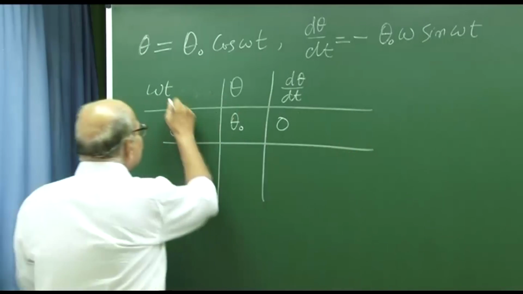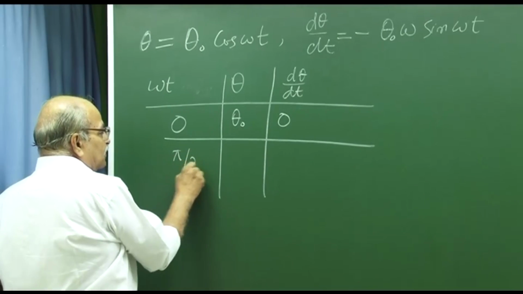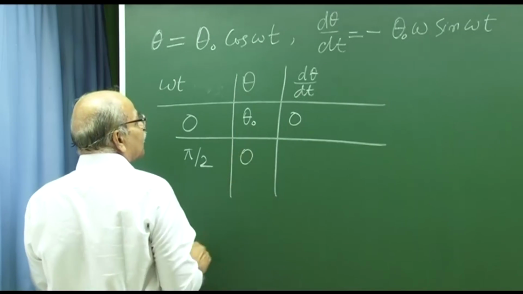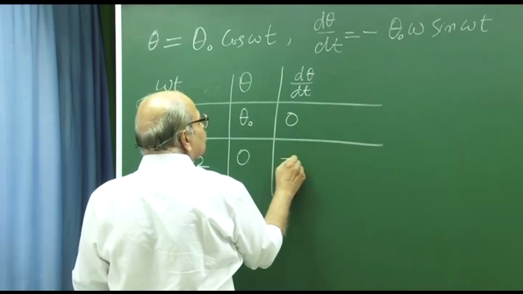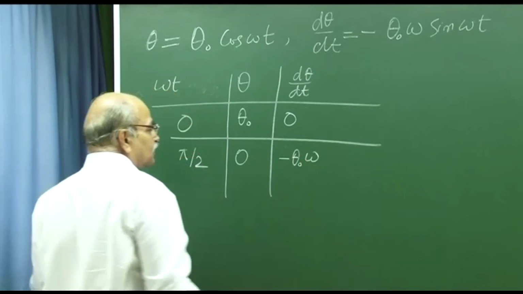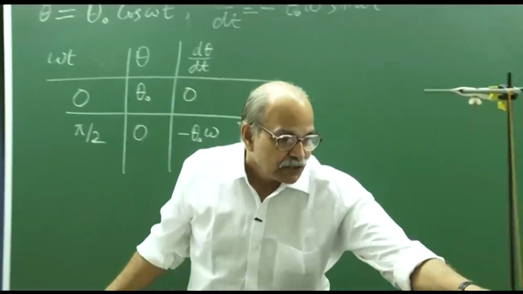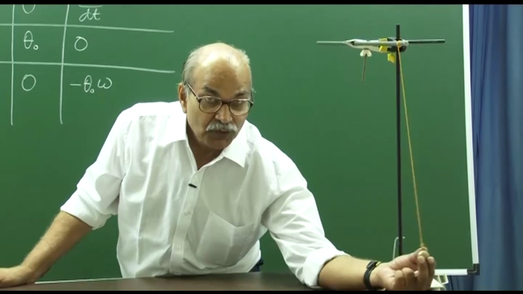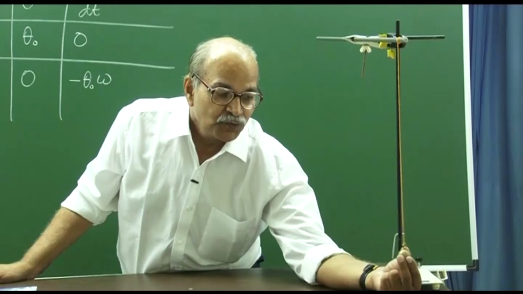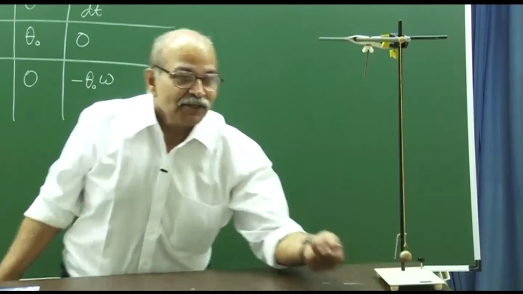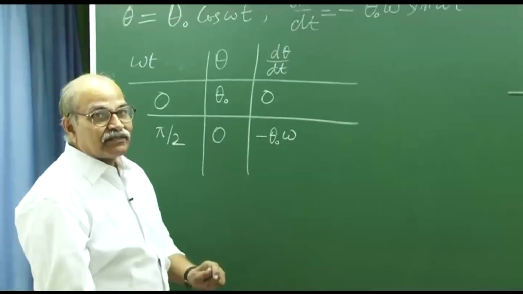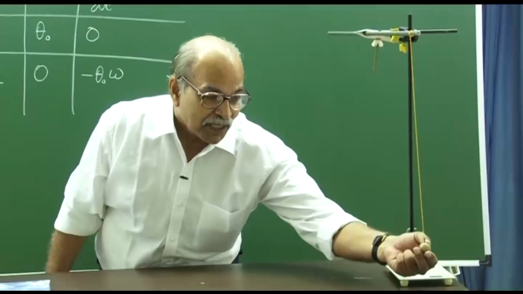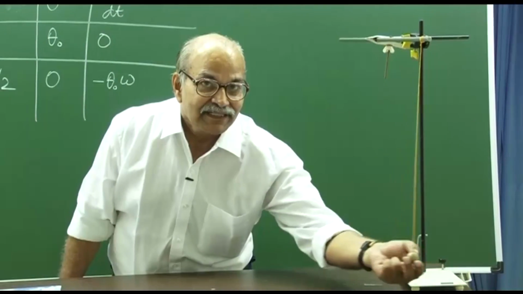Similarly, you can go for other values of omega t. Suppose it is pi by 2, what happens? Cos of pi by 2 will be 0 and sine of pi by 2 will be 1. So, it is minus theta naught omega. Theta equal to 0 means it is during the oscillation, it has come to the middle point, to the equilibrium position. It is going in which direction? It can go towards left, it can go towards right. So that also comes from here. It is minus theta naught omega. So it's going in negative direction. So it is going in this direction. During the oscillation, it is passing through the middle point, going towards this negative direction.